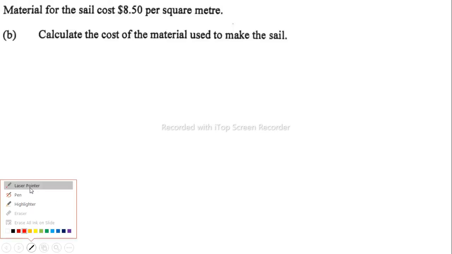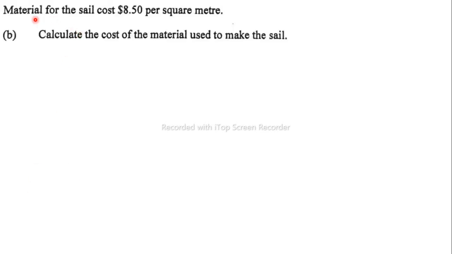Material for the sail. We're talking about the boat sail. Material for the boat sail costs $8.50 per square meter. That means for 1 square meter, it's $8.50. Calculate the cost of material used to make the entire sail. So how will we find out the cost to make the entire sail? What will it be?